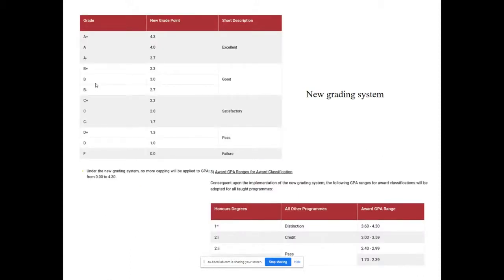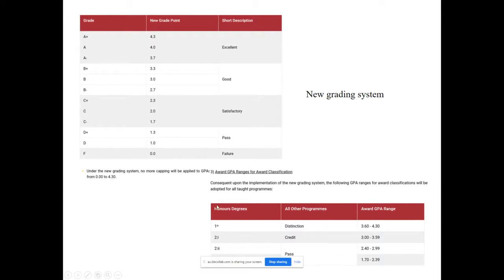I would also like to share with you that, as all of you know, since last academic semester we have a new grading system. For your subject, you will have grades with A plus, A minus, etc. And look at here: for academic probation, the threshold is lowered from 2 before to 1.7.